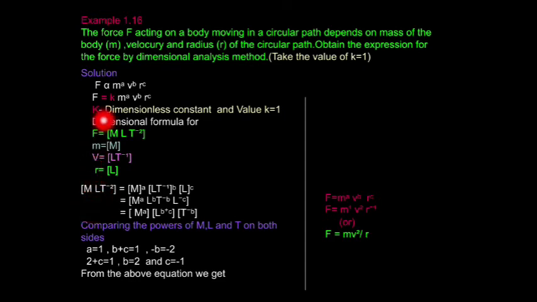Now substituting the dimensional formula in the given equation, that is equation number 2. Then MLT power minus 2, and k is the dimensionless constant, so just neglect it. Then M power a in square brackets, and for v, the velocity dimensional formula, LT power minus 1 whole power b, and the last one radius, that's also L power c. Again, multiply the powers inside.